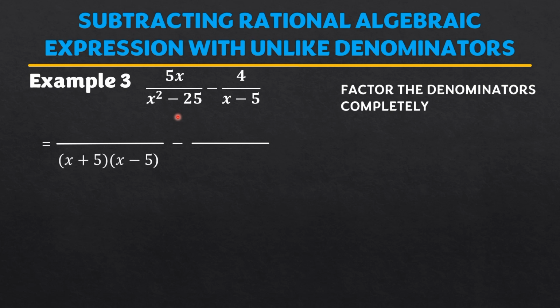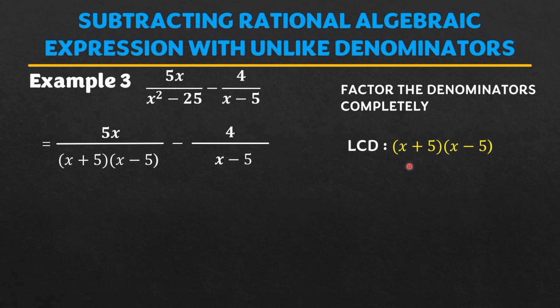And then copy 5x and 4. Okay, so the LCD is x plus 5 times the quantity of x minus 5. Since they have the common factor which is x minus 5, we will just copy the x plus 5. So that is the LCD.